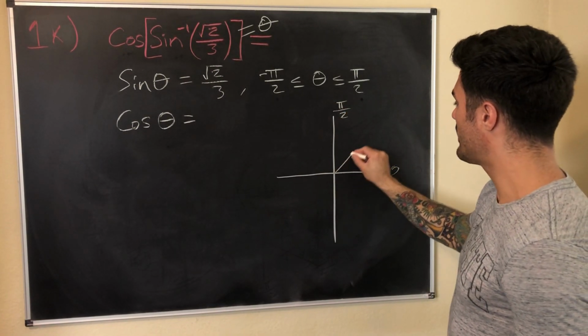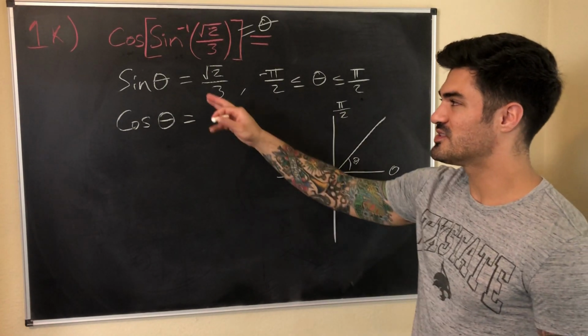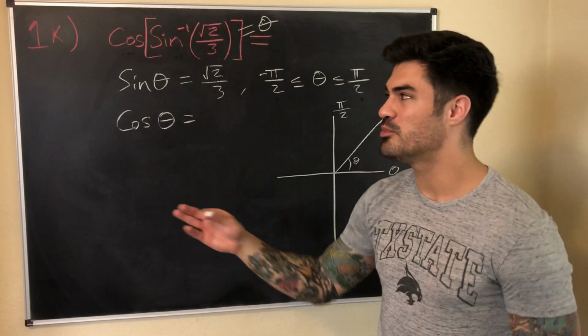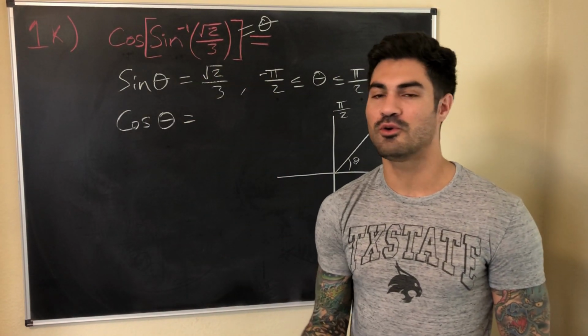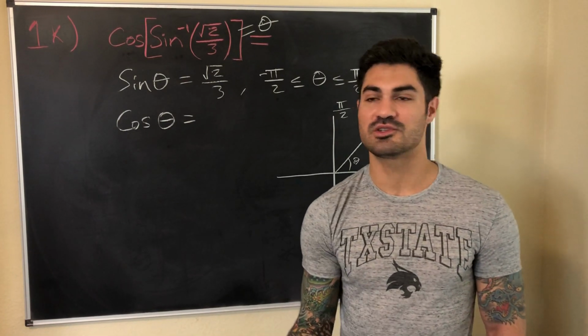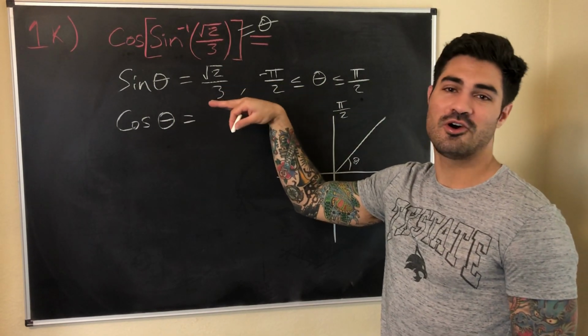Let's just say it's somewhere around here. Whatever this angle is, we'll call this theta. Now let's think about what sine tells us as a function. When we plug in an angle, we get out a ratio, y over r, or opposite over hypotenuse, right? So this root 2 is our y, and this 3 is our r.